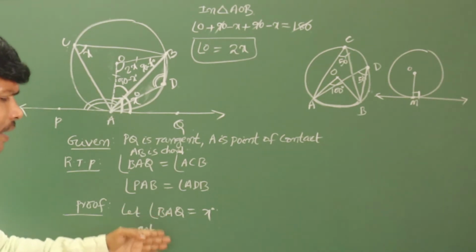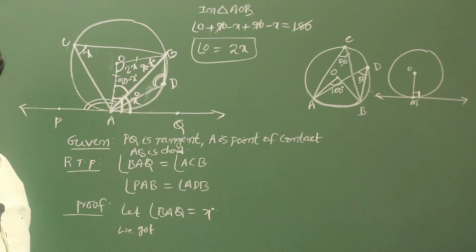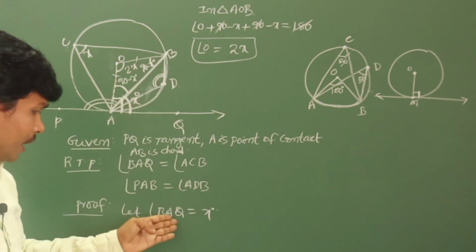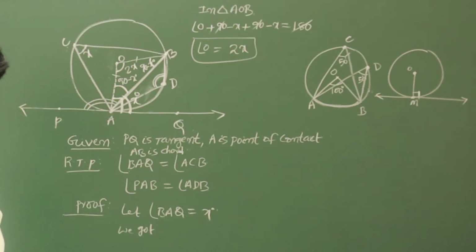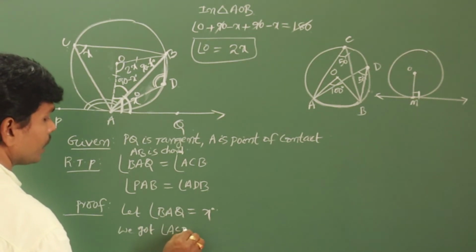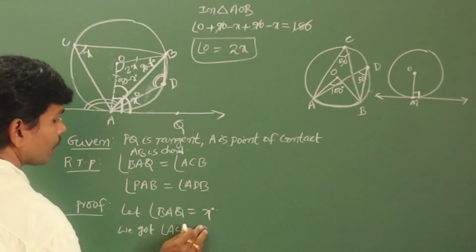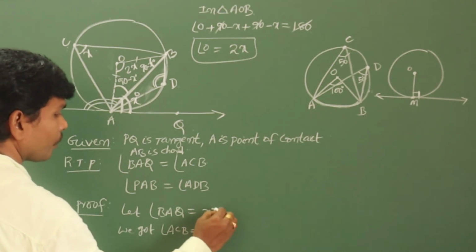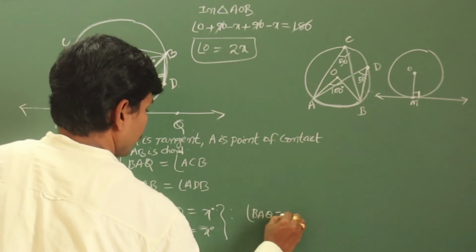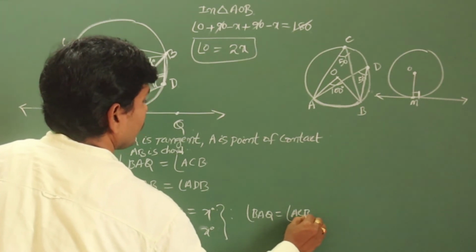I don't want to write all those steps here. We are preparing for objective exams, no? So you write the steps like this, that is the proof, and you are able to do it. We got angle ACB equal to how much? X degrees. Therefore angle BAQ is equal to angle ACB.